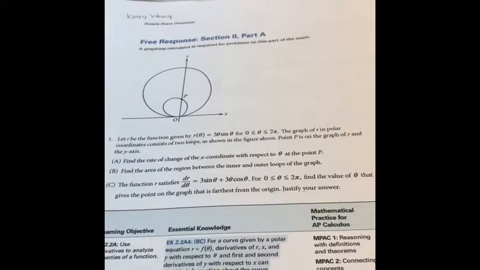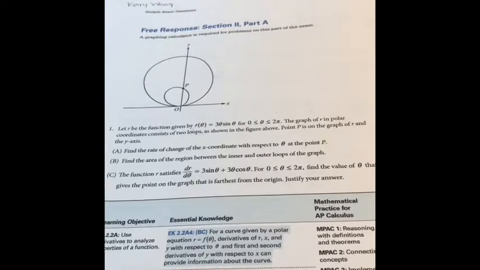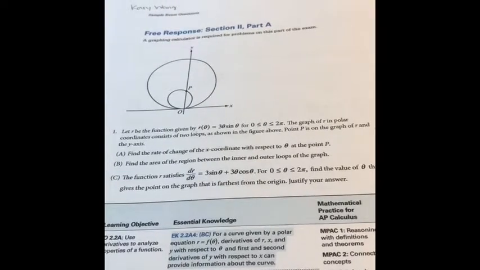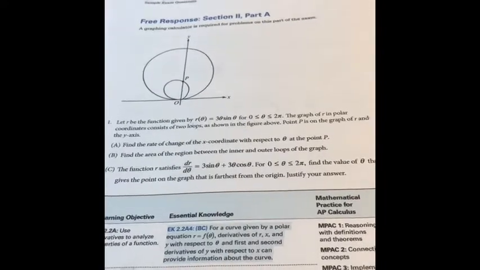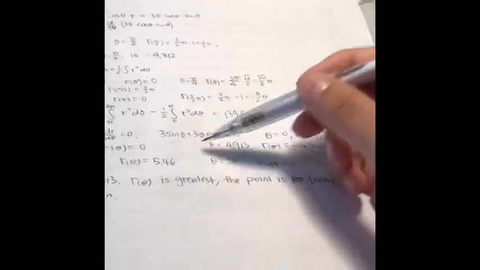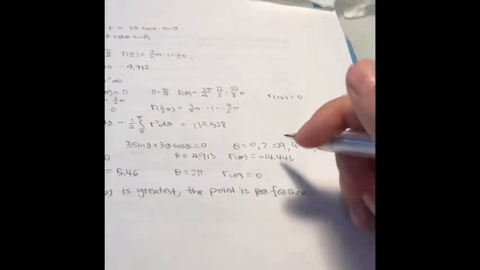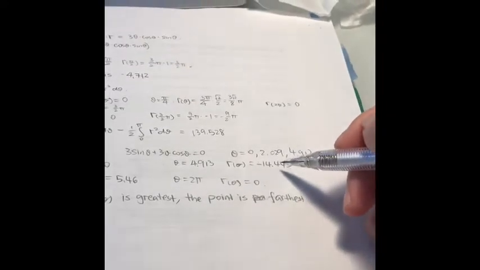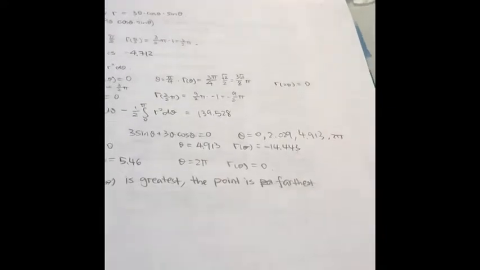If we want to find this, we need to find the critical points of the function. To find that, we need to find when dr d theta is equal to 0. So here, when we set this equal to 0, we get the points 0, 2.029, 4.913, and 2 pi.